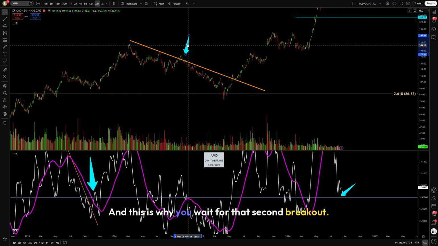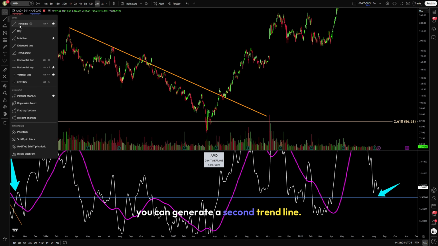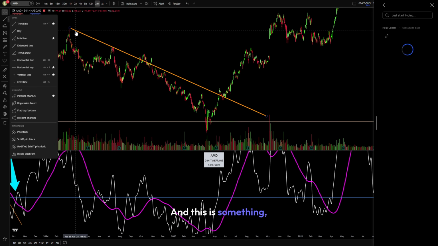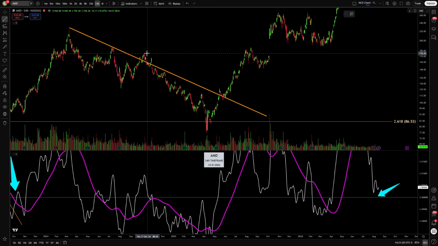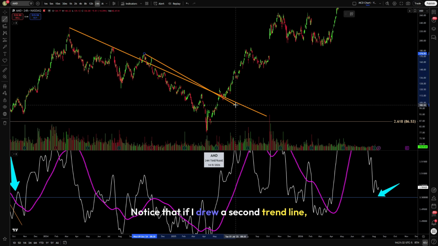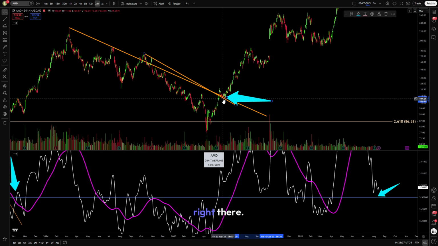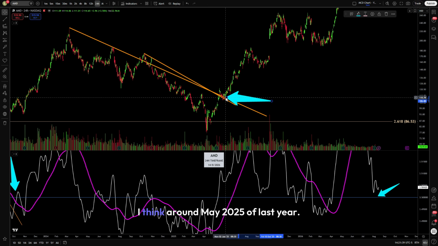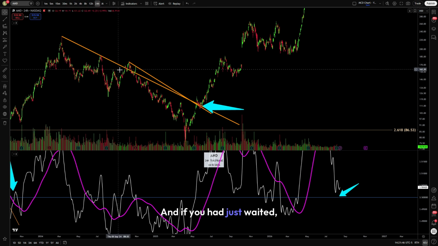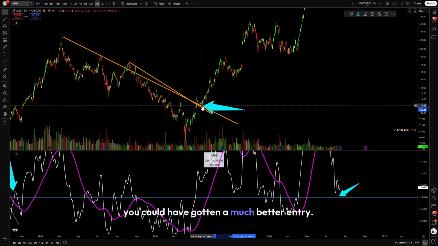And this is why you wait for that second breakout. With the second breakout, you can generate a second trend line, and this is a really cool thing that helps you stay out of trades. Notice that if I drew a second trend line, we didn't get the breakout until right here, I think around May 2025 of last year. If you had just waited, instead of buying that first breakout, you could have gotten a much better entry.